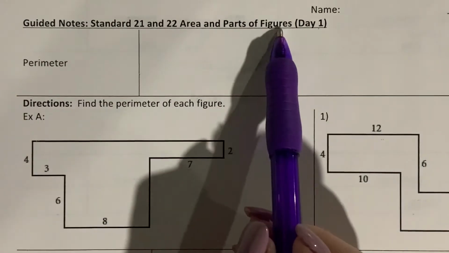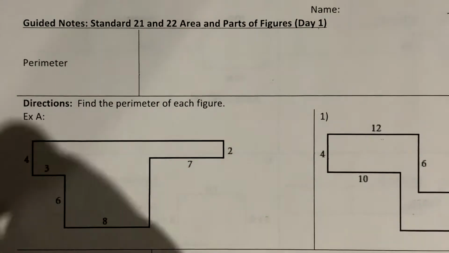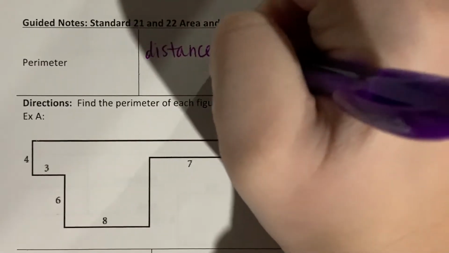So if we're talking about figures, let's first talk about perimeter. What is perimeter of a figure? Perimeter is just our distance around a figure.